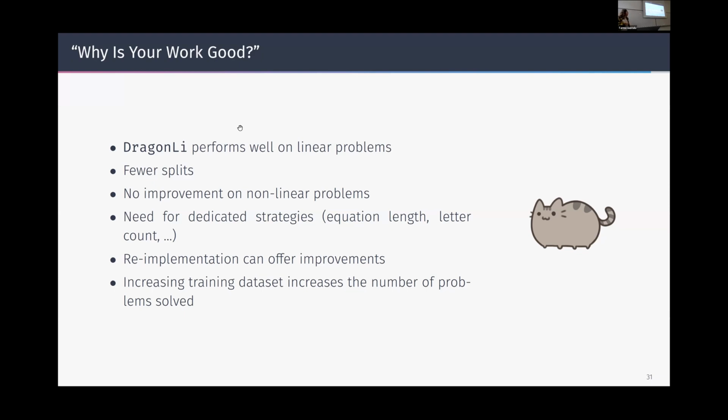Also, the fact that Dragonly doesn't perform well on very difficult benchmarks is because other solvers often make use of dedicated strategies, based on the equation length or letter count, that we didn't have in Dragonly. We also think that the implementation can offer improvements, and we also tried increasing the data set and Dragonly performs better with more data. So maybe increasing the data set even more can make it even better.